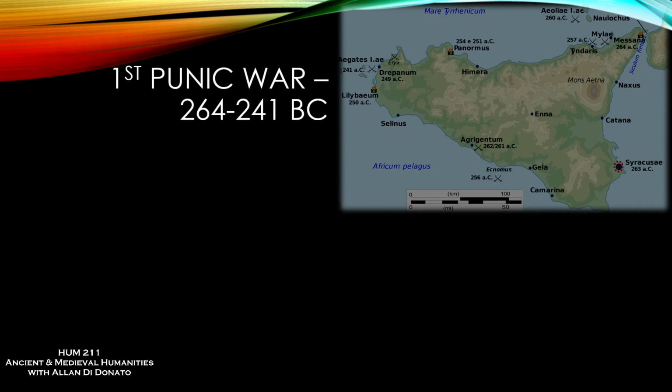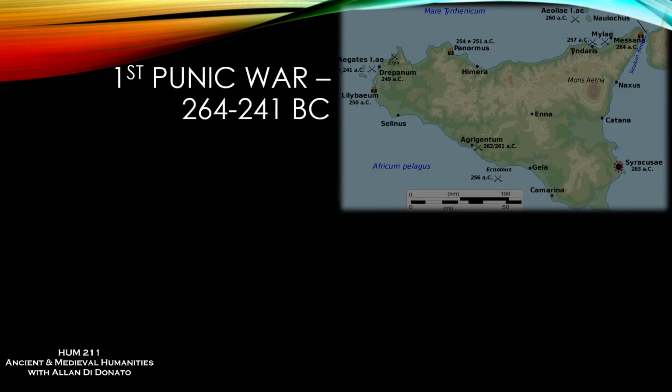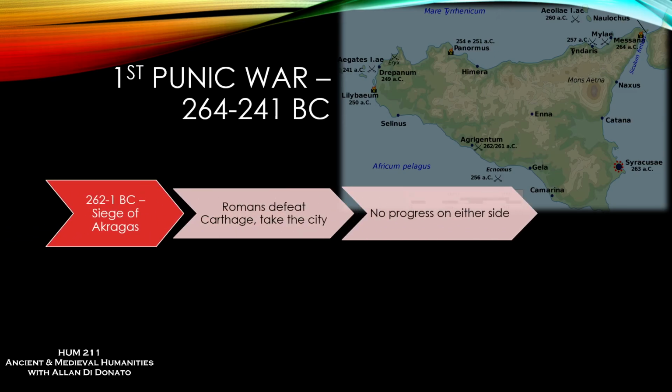Now, the Romans need to fight in Sicily, and this is going to be a problem, as you'll see in a second. So it's 264, you eventually have the liberation of Messana. The Romans do cross into Sicily. Appius Claudius Caudex ends the Carthaginian-Syracusan siege of Messana, and then Rome attacks Syracuse, and then ultimately makes it an ally, kind of forces it into alliance with Rome. And it's going to be an off and on ally throughout the Punic Wars until later they're going to conquer Syracuse, which the Athenians earlier failed to do. But we'll hold off on that till we get to the Second Punic War.